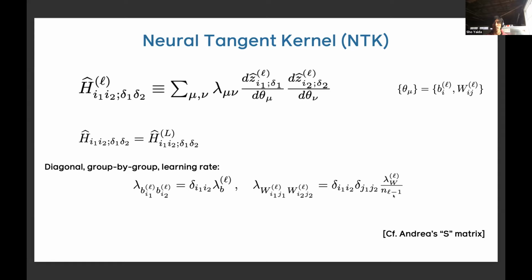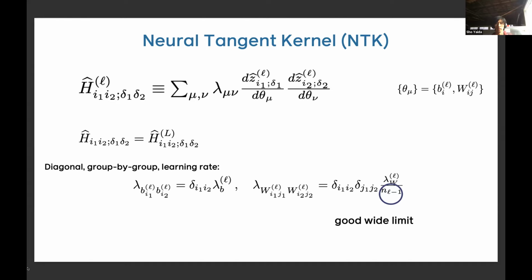As was the case for the initialization hyperparameters, or the variance of the initialization distribution for model parameters, it turns out that it's good to divide the weight learning rate by one over n, to ensure that it has a good limit, and we'll see that completely as we go along. Okay, cool.